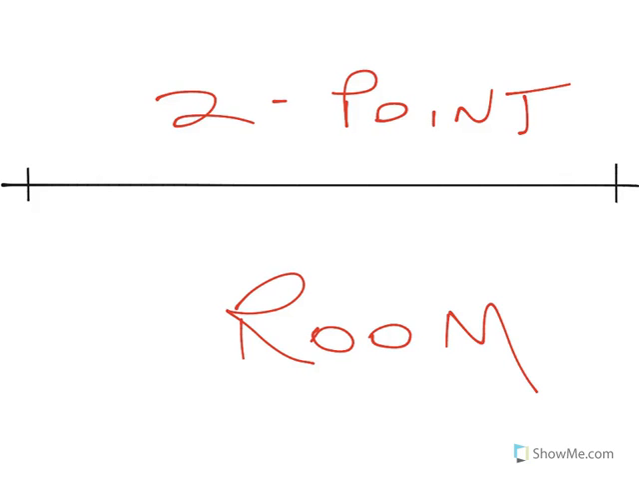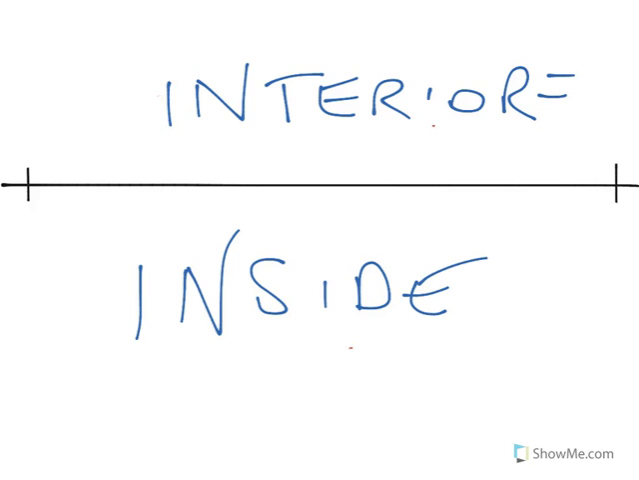Let's talk about how to draw a two-point perspective room. As you can see on the screen, I have already drawn a horizon line with two vanishing points, because obviously this is two-point perspective, so it requires two vanishing points. Now we're going to be drawing the interior. Interior, of course, means the inside, as opposed to the exterior, which would be the outside.